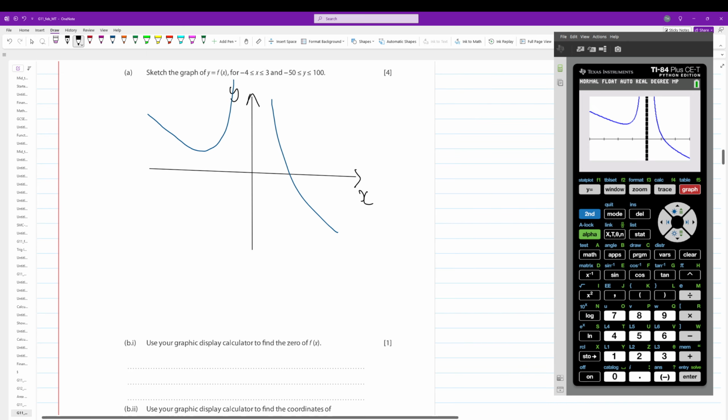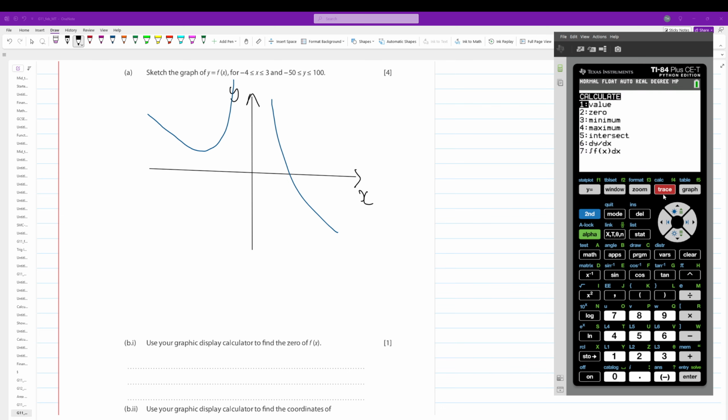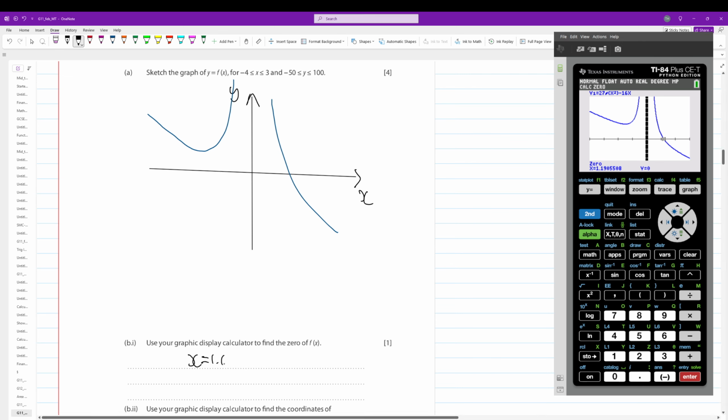Use your graphic display calculator to find the 0 of f of x. Second, calc, 0. The 0 is where y is equal to 0. So it must be this point here, y is 0. I'm going to use the 0, again, so second, calc, 0. Mark the left side, mark the right side, and it tells me that my 0 is 1.19. So this point here is 1.19. Cool.